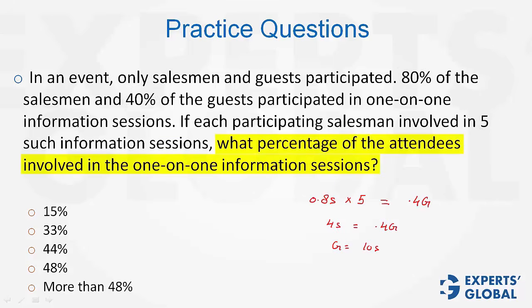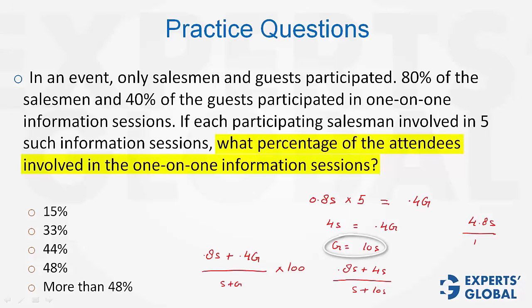Now, what percentage of attendees are involved in the one-on-one sessions? It is 80% of salesmen involved, so 0.8s, and 40% of guests involved, so 0.4g, divided by total attendees. That is S plus G multiplied by 100. This is what we require. We have a relationship between G and S here, so wherever we find G, we can replace it with 10s. So we have 0.8s plus 0.4g. That becomes 0.8s plus 4s divided by S plus G. That is S plus 10s. This expression simplifies to 4.8s divided by 11s, which is approximately 44%. C is the correct answer choice.